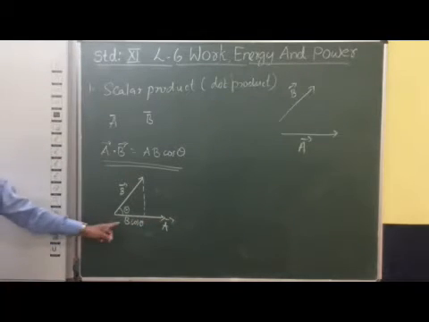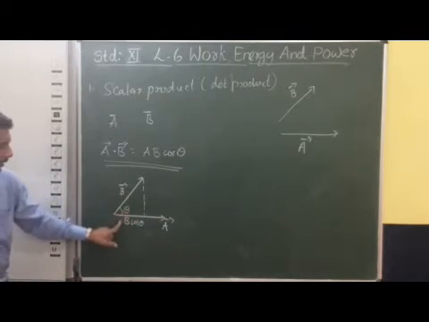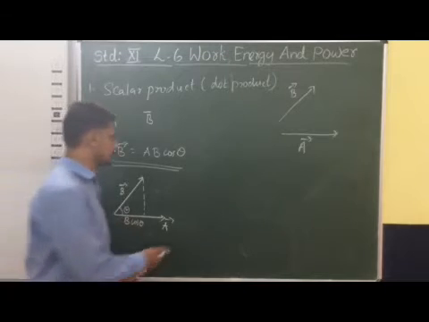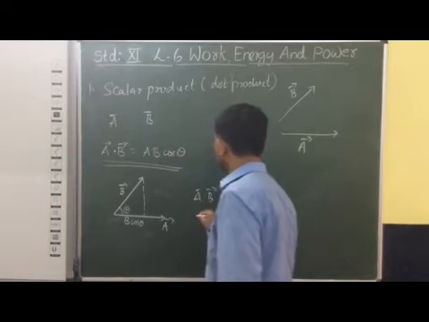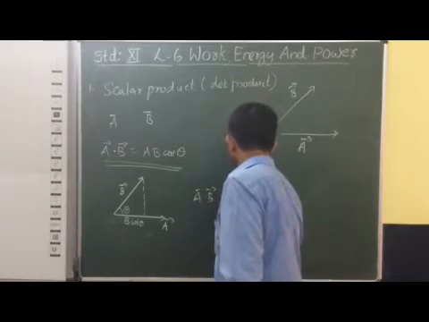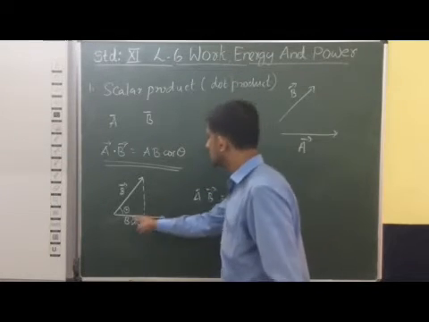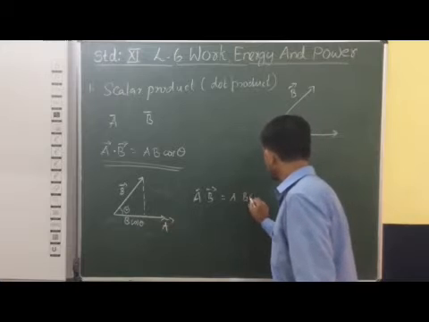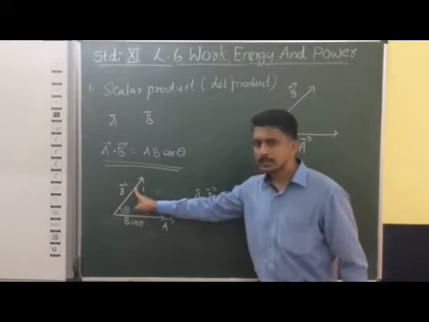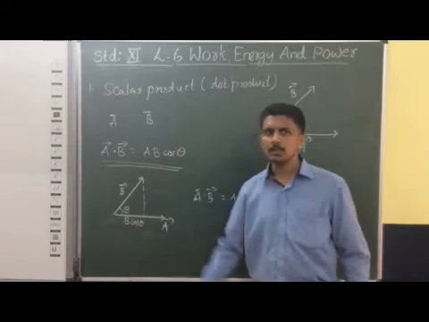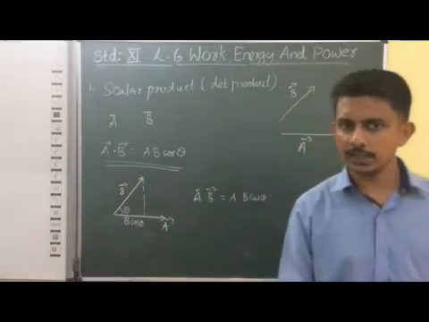Yes or no? That means we can write A dot B in this manner. A dot B is equal to A into B cos theta. So what is B cos theta? B cos theta is the projection of vector B along the direction of vector A.